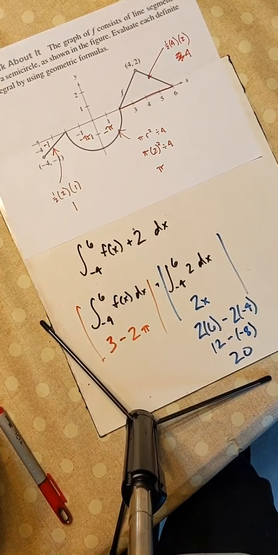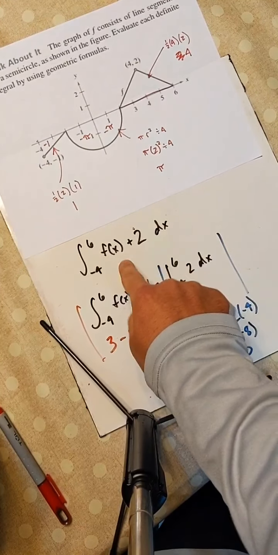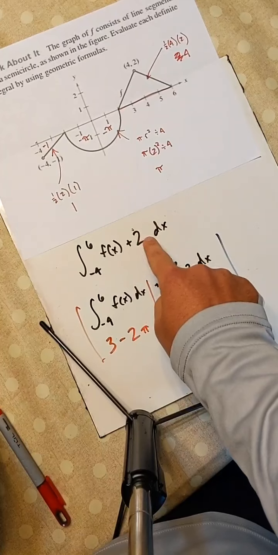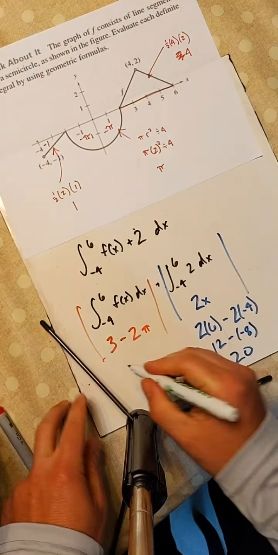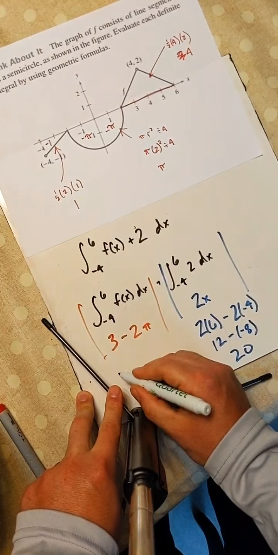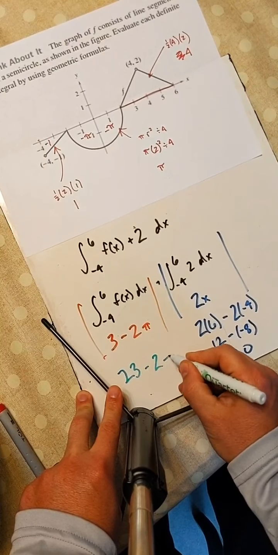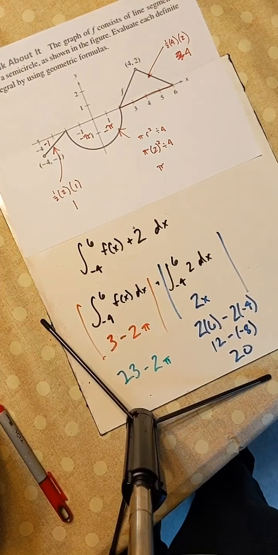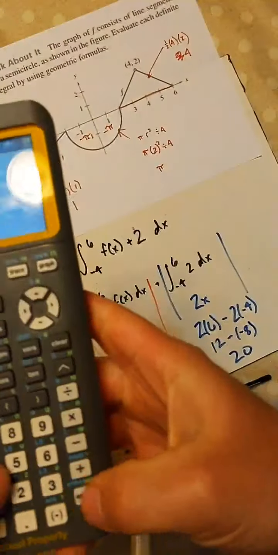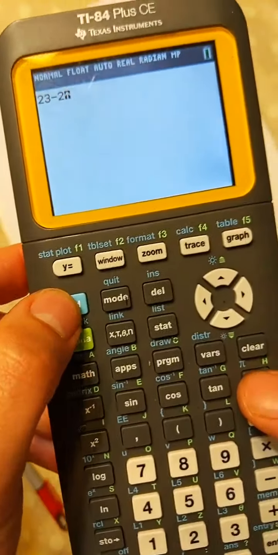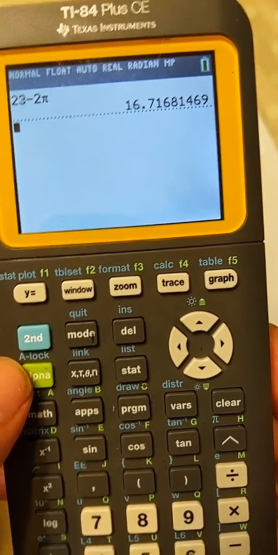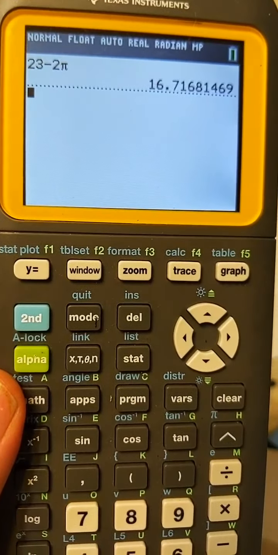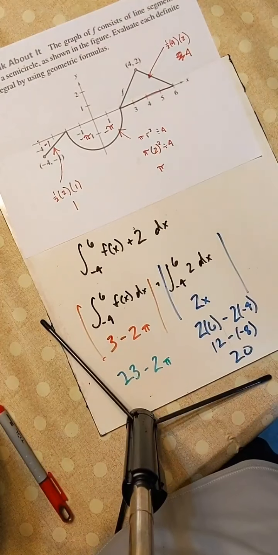And so what we can do is take our two separate problems, because we can break this up into f of x and then break it up into 2. Take our two answers and add them together. If we're going to make this exact, we'd say, okay, 3 plus 20, so that's 23 minus 2 pi. But if we're going to answer this on Canvas with the decimal, we would get 23 minus 2 pi, 16.7168 if we round.